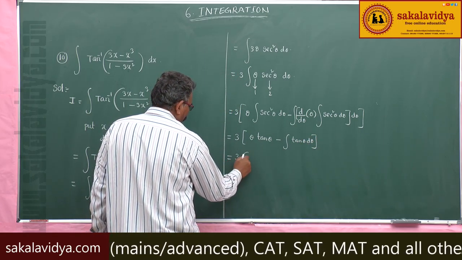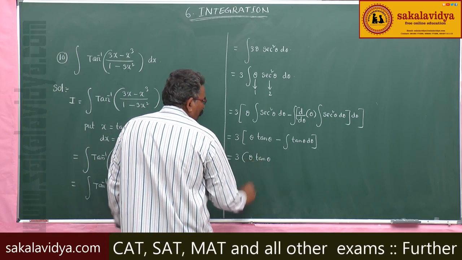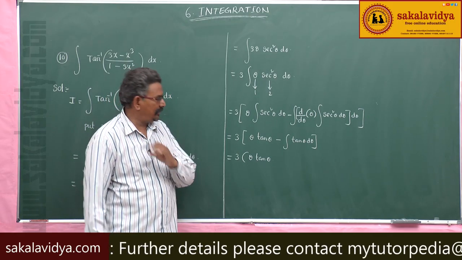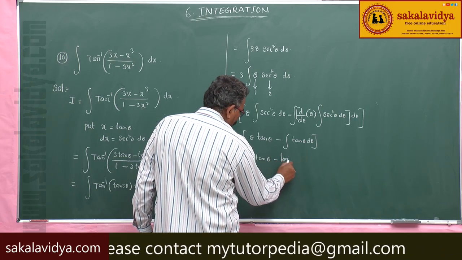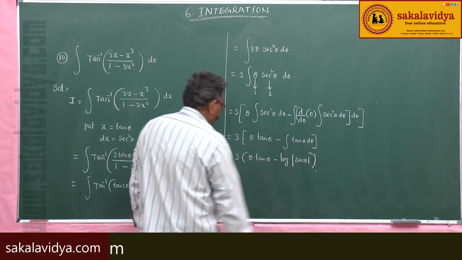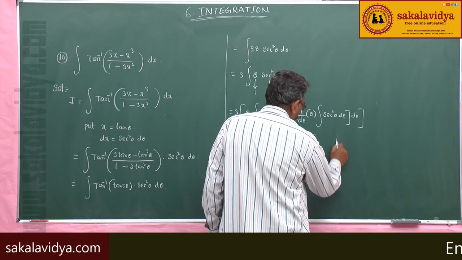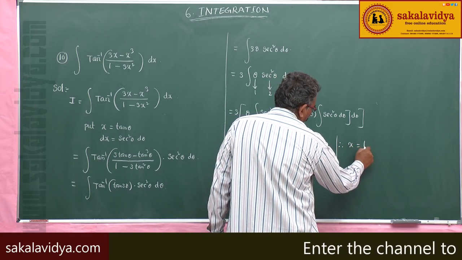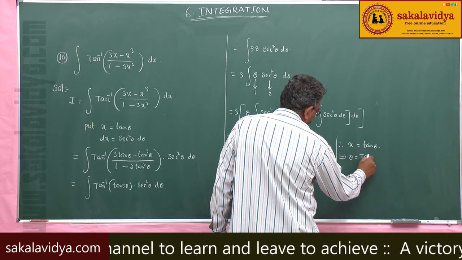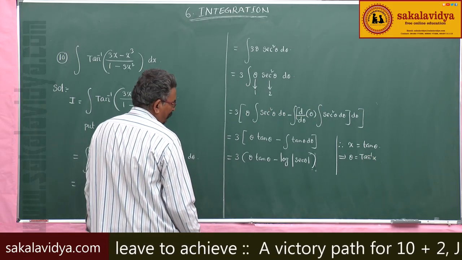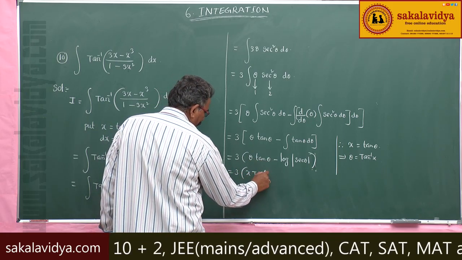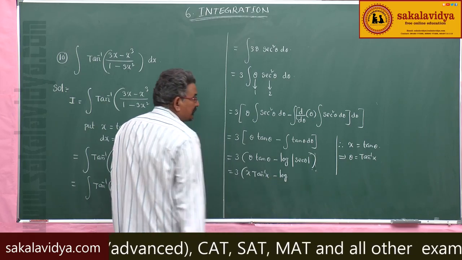So now 3 of theta tan theta. What is the integral of tan theta? Integral of tan theta is log mod sec theta. So minus log mod sec theta. So let us substitute the value of theta. Since x is equal to tan theta, theta is equal to tan inverse x. Tan theta is equal to x. This is tan inverse x, minus log of sec theta.